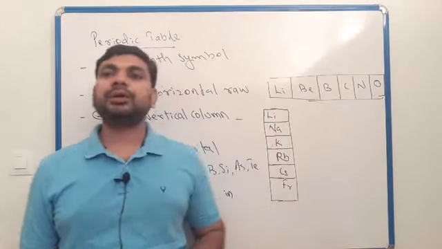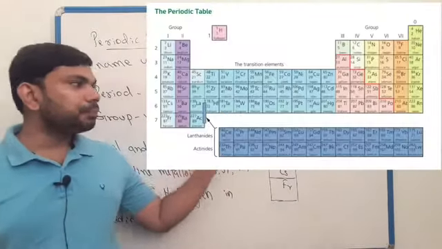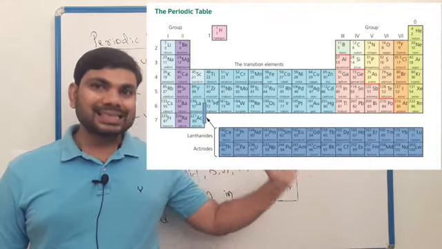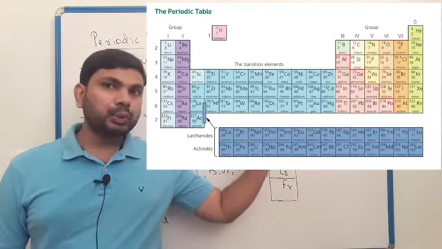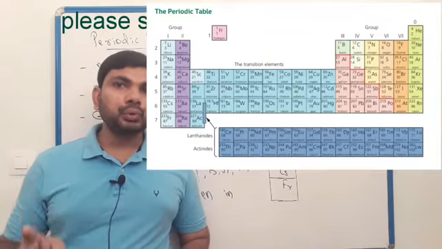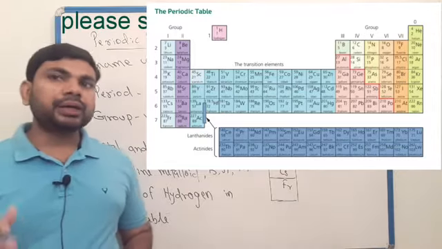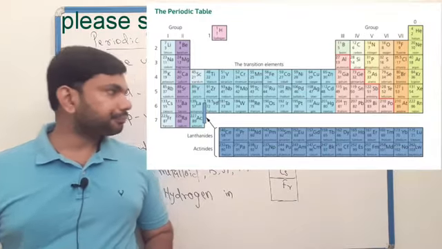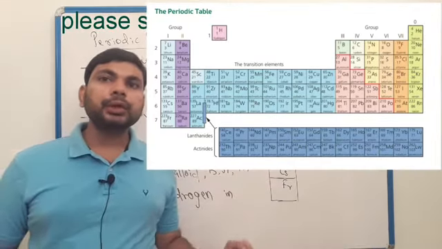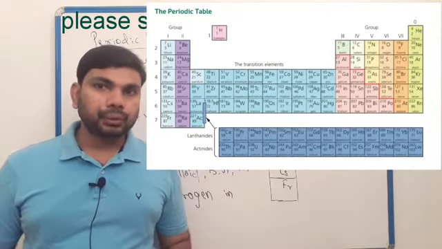In this picture you can see the first group, second group, third group, fourth, fifth, sixth, seventh. At the end you can see the zero group. So group 1, group 2, group 3, group 4, group 5, group 6, group 7, then the zero group. This is the first group: lithium, sodium, potassium, rubidium, cesium and francium.